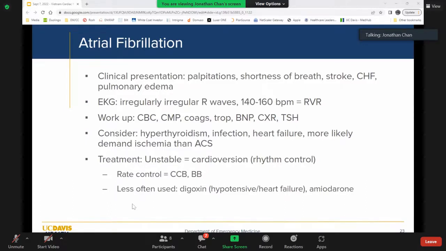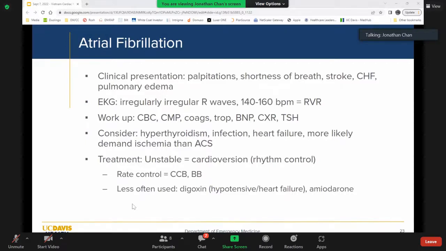Like we talked about, the EKG shows irregular R waves. So when we look at the R waves in between, they get longer, then they get shorter, then they get longer, then they get shorter. So it's very irregular there. The heart rate can sometimes be about 140 to 160 beats per minute. And when that's the case, it's what we call a rapid ventricular response. So sometimes patients will come in with atrial fibrillation and not even know it. Their heart is beating irregularly, but maybe it's beating at a normal rate, and so they won't even notice how fast it's going.